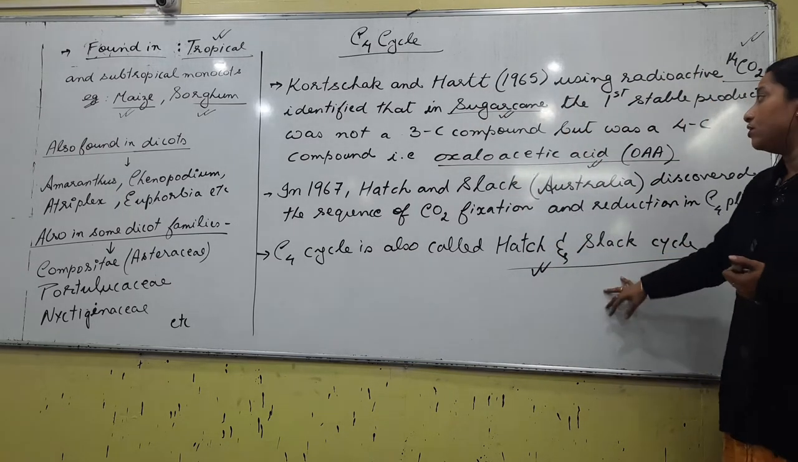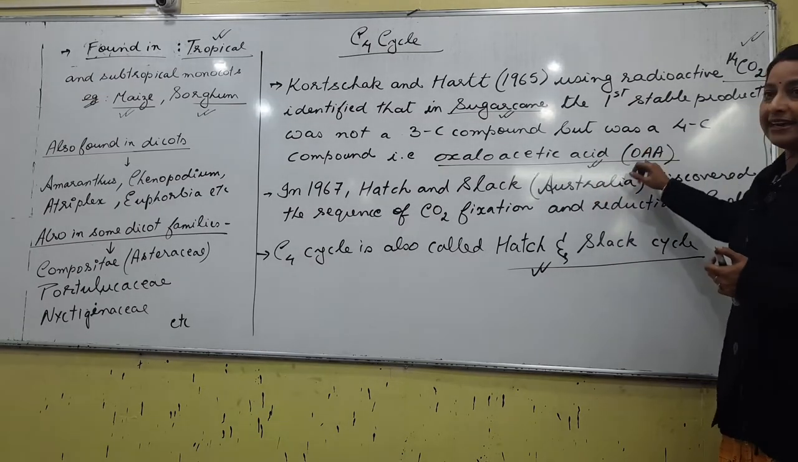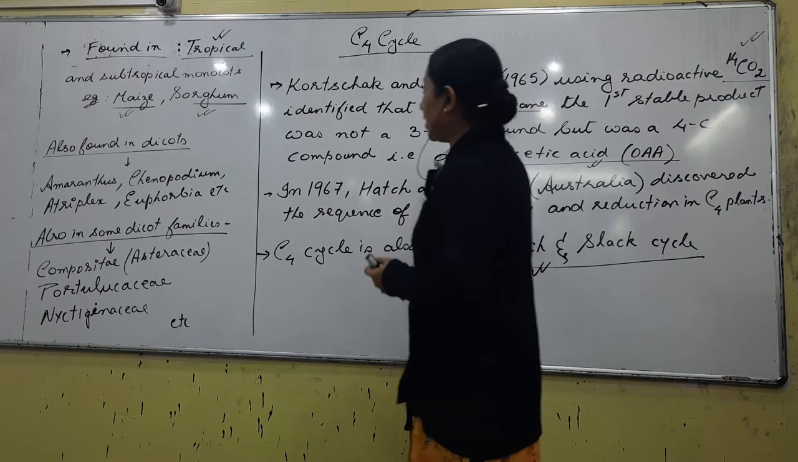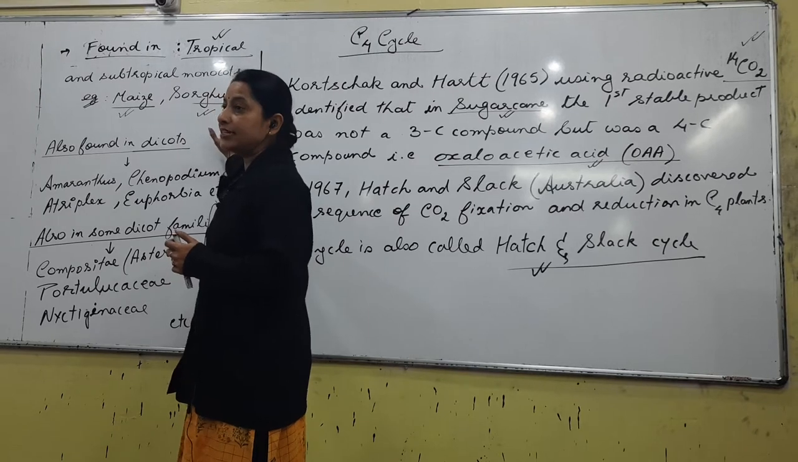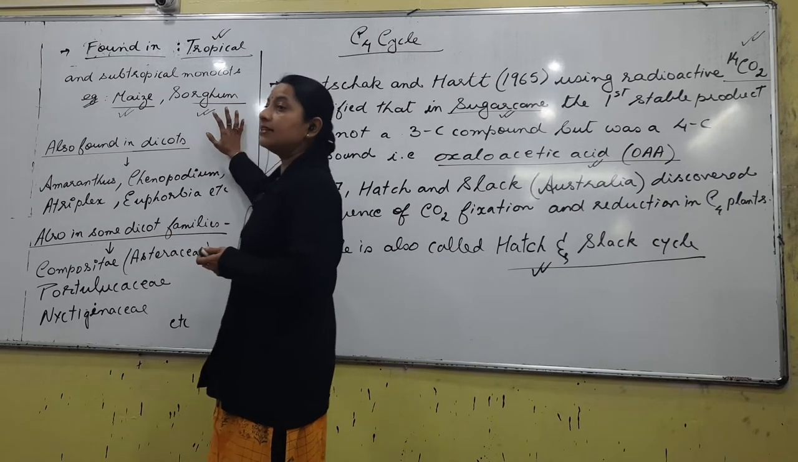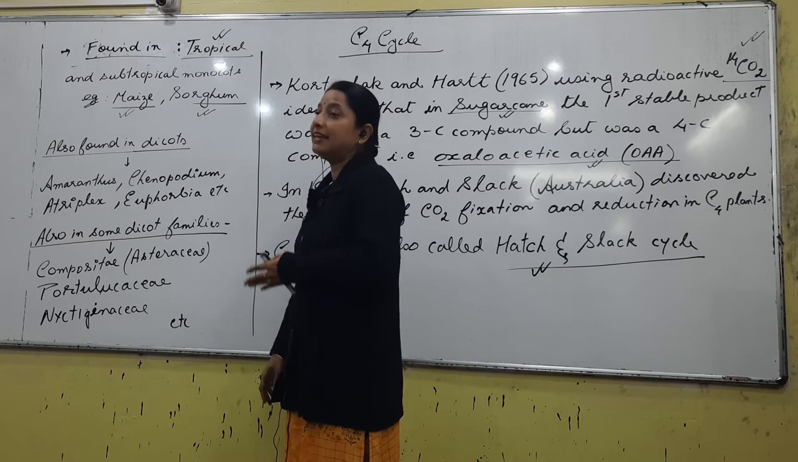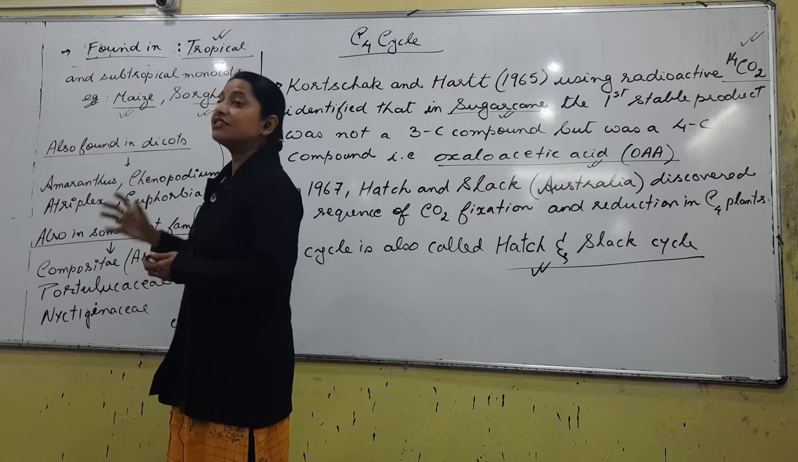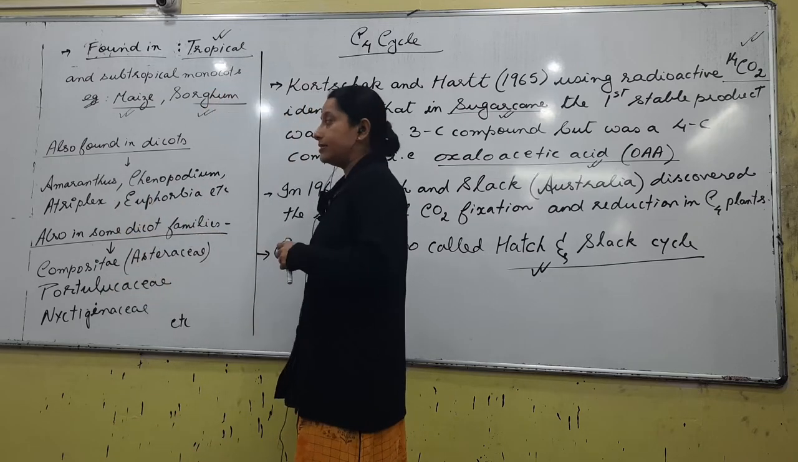Why is it called C4? Because the first stable product is a 4-carbon compound, that is oxaloacetic acid. Second point to be remembered. Third is the word tropical. Most of the plants growing in tropical areas are C4 plants, right? So a question may come about the cycle that is found in tropical areas. You have to give stress to this word. Tropical plants accord the dark reaction, and generally we see the C4 cycle operating.